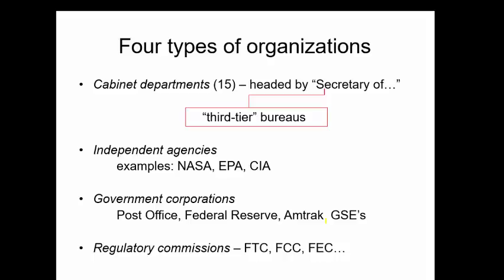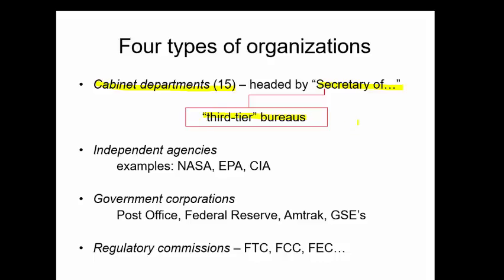Okay, so first of all, let's talk generally about the four basic types of organizations in the executive branch that we're going to be looking at. First of all, we're going to be looking at the cabinet departments. As I said, there's 15 of those, and they're all headed by a particular secretary, whether it's Secretary of Commerce or Secretary of Agriculture. And most importantly, what we'll see is that in each one of these cabinets, there are a group of third-tier bureaus.